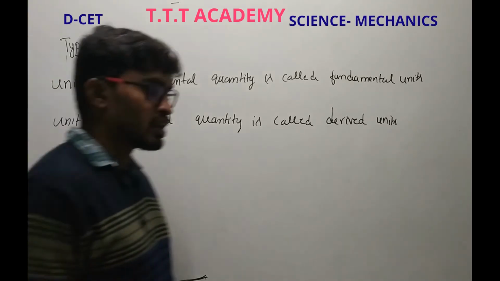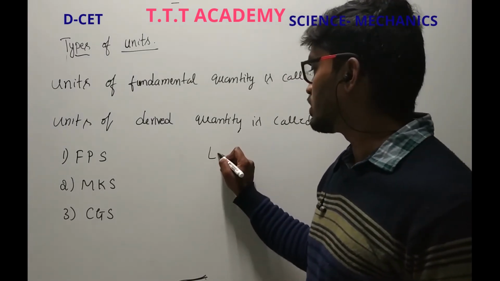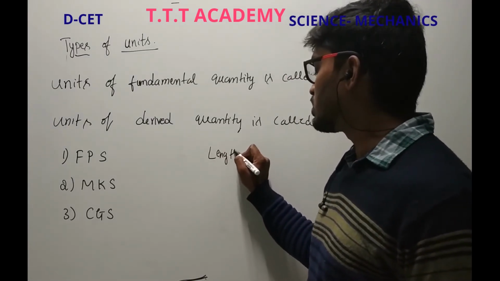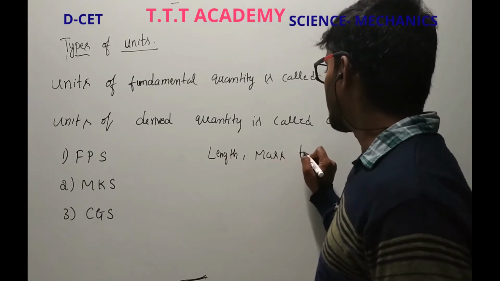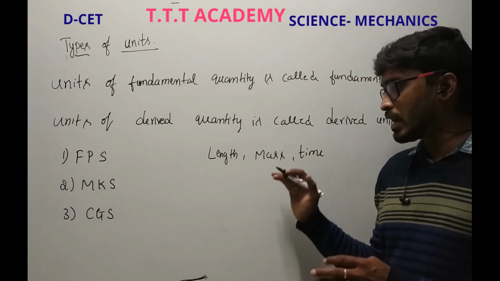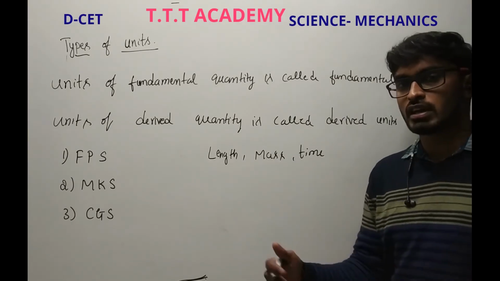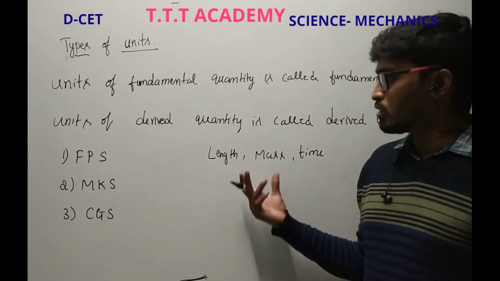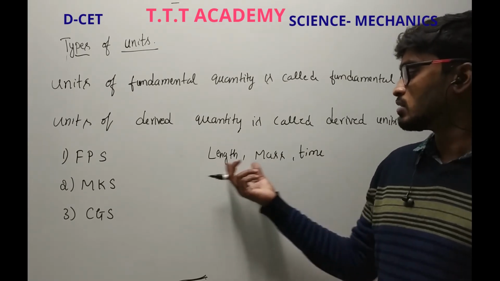In this measurement, the main quantities to measure are length, mass, and time. Okay, these are the main physical quantities. By using these physical quantities, you can derive a number of derived quantities. That's why we take length, mass, and time as the fundamental quantities.